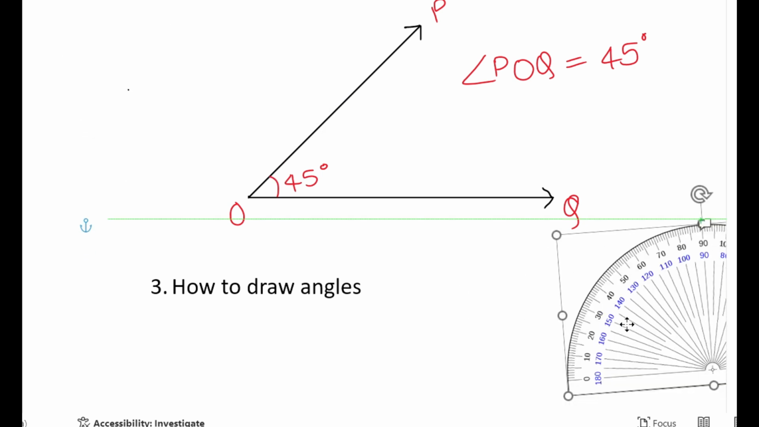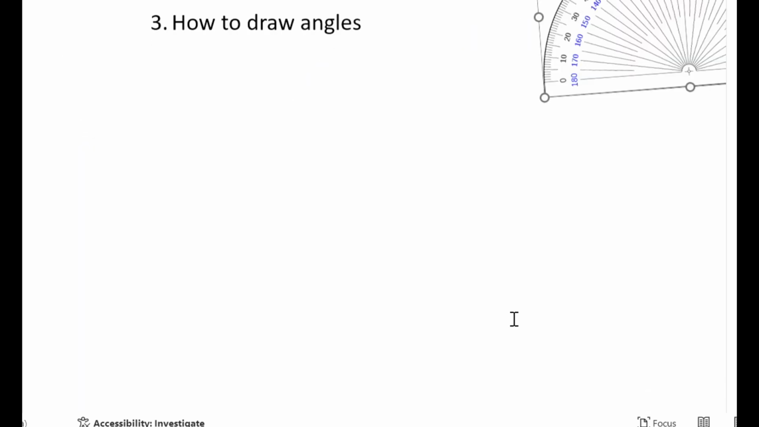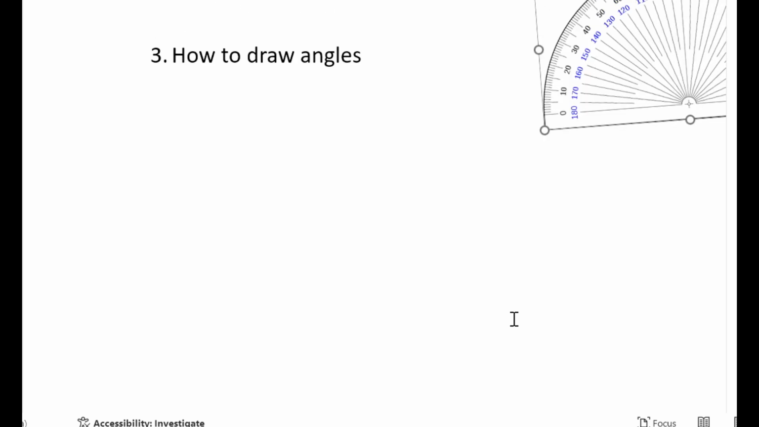Alright. Now, let us go to the next important part, which is drawing of angles. For that, we'll grab our protractor again because it's important. Okay. Now, how to draw angles? Say I want to draw an angle of 56 degrees. Okay, I'm just taking any number. Say I want to draw an angle of 56 degrees. How will I do that?